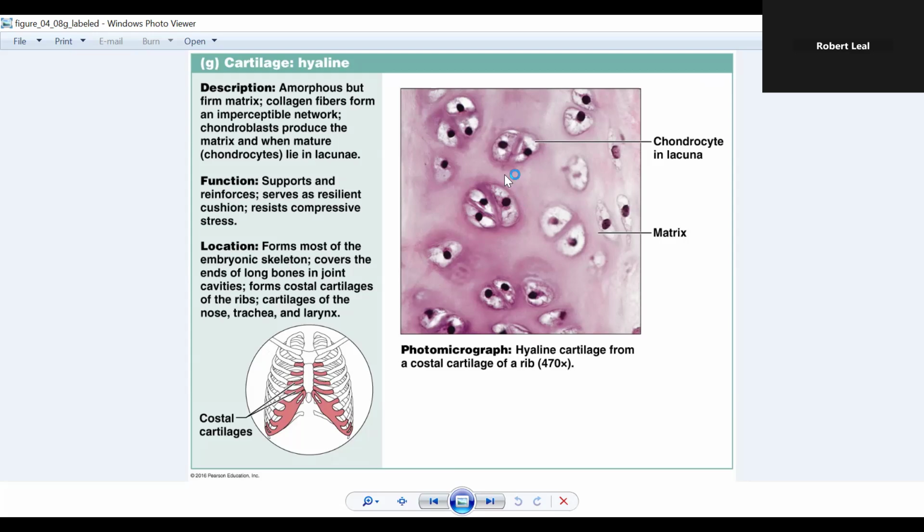So the cells that make the cartilage, they're called chondrocytes. And when they get trapped within the cartilage themselves, that little space to get trapped in within the cartilage, the space is called a lacuna. So you got a chondrocyte within a lacuna. And again, the little dark sphere is the nucleus of the cell. It takes up the most stain.